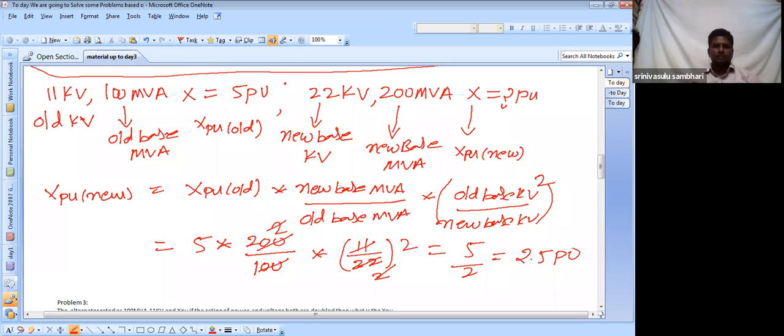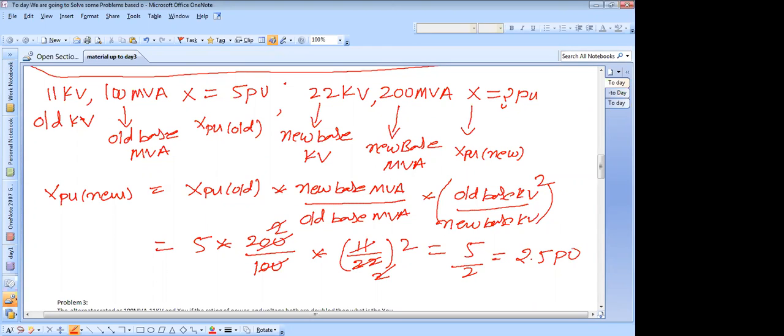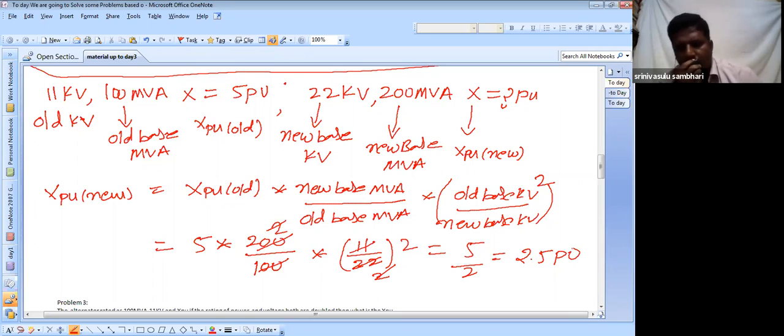Is it clear? Understood this answer? Yes, sir. Okay. It is the second formula we have to derive, that is X per unit new equal to X per unit old into new base MVA by old base MVA into old base kV by new base kV whole square. Now this is a repeated question in most of the GATE examinations, GENCO, transco, competitive examinations.